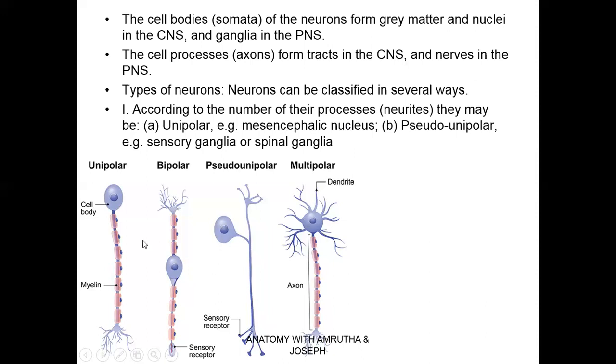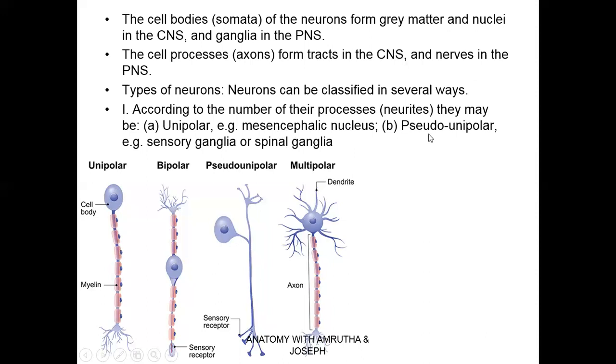The first one is unipolar. As the name suggests, it is a single process coming out, and this is a unipolar neuron. An example is the mesencephalic nucleus, which is located in the midbrain.